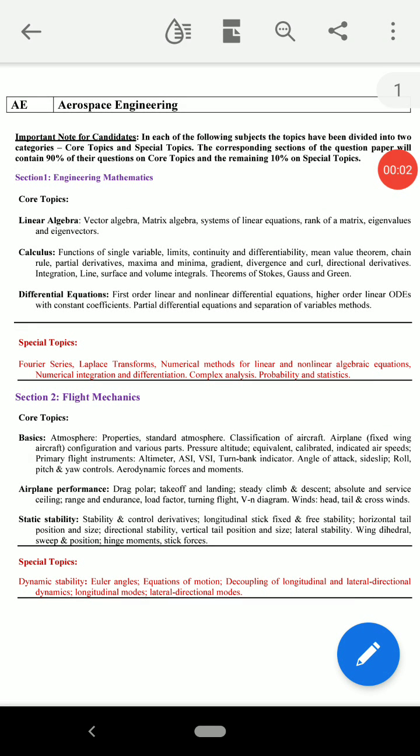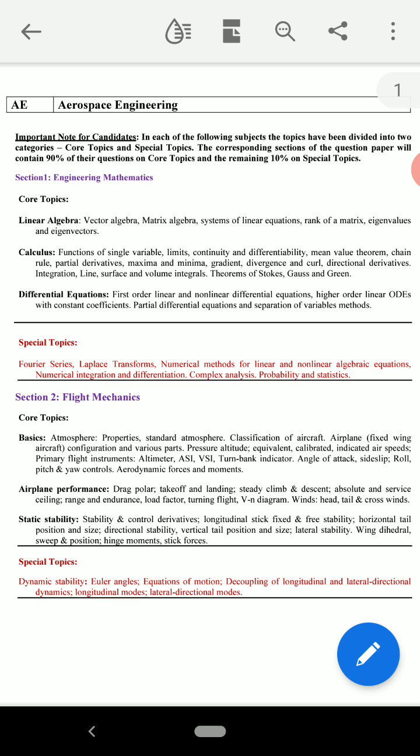Hello all. In this video we will see the revised GATE syllabus for the Aerospace Engineering Department. Before going to the syllabus, we will have some important points on the GATE examination 2021. The organizing institution for GATE 2021 is IIT Bombay.